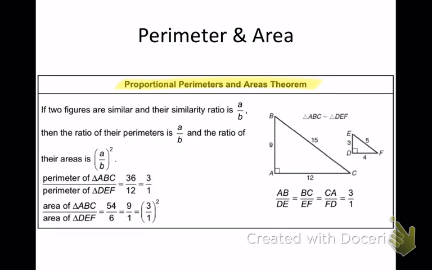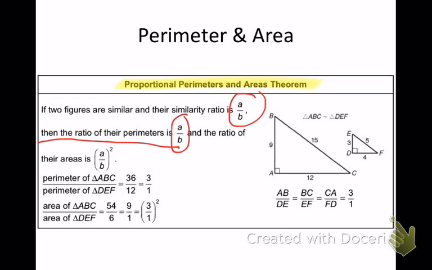If two figures are similar and their ratio is A to B, then the ratio of their perimeter is A to B. Who remembers what perimeter is? Perimeter, all sides, all the sides added up. So if the ratio is A to B, then the perimeter is the same ratio A to B because everything added up is going to be the same ratio.